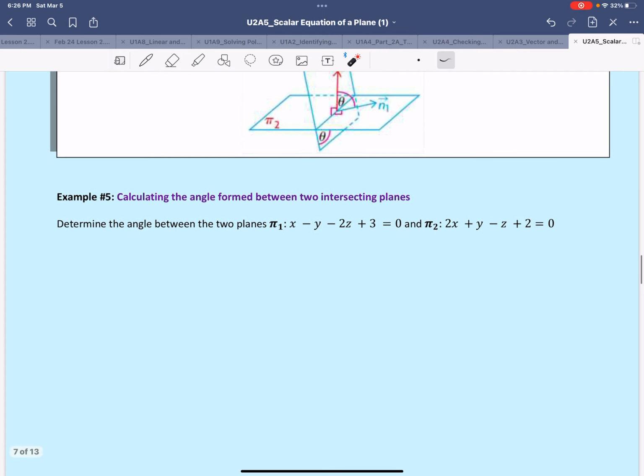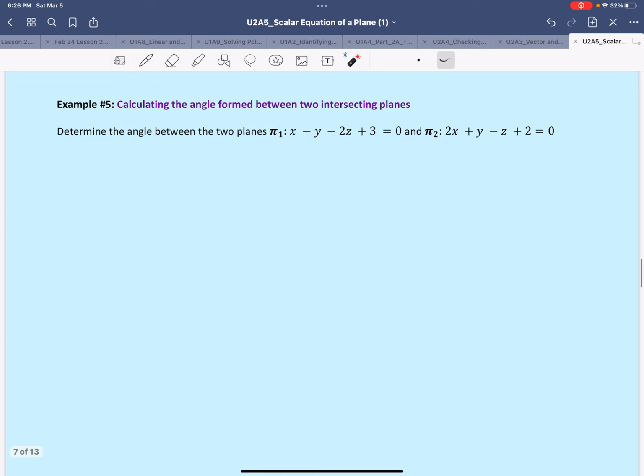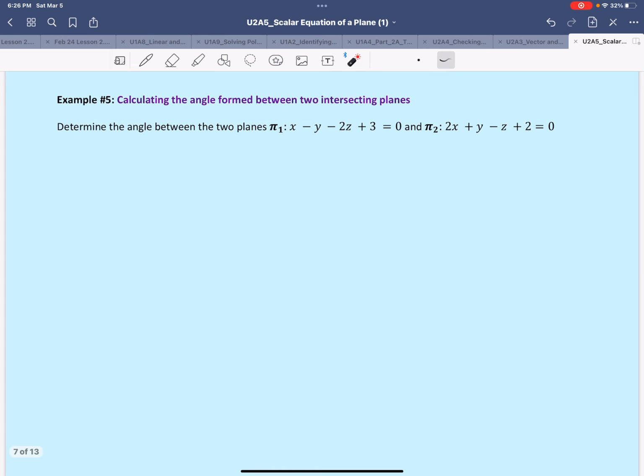So let's take a look at example 5. We are given two planes in scalar form, pi 1 and pi 2. And we have to find the angle made between the two, which means we need to find the angle made between their normals. So let's find the normals first. n1 is (1, -1, -2). And normal n2 would be (2, 1, -1).